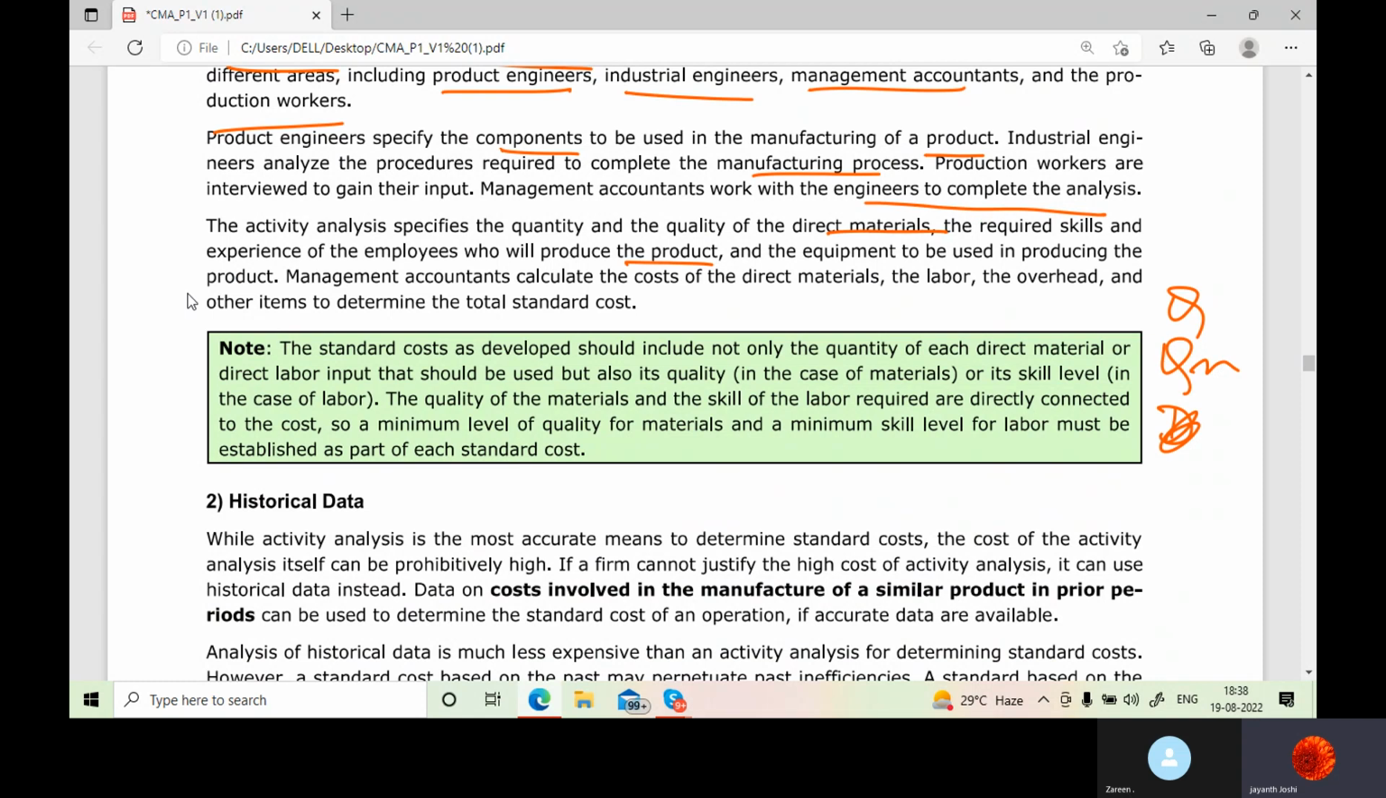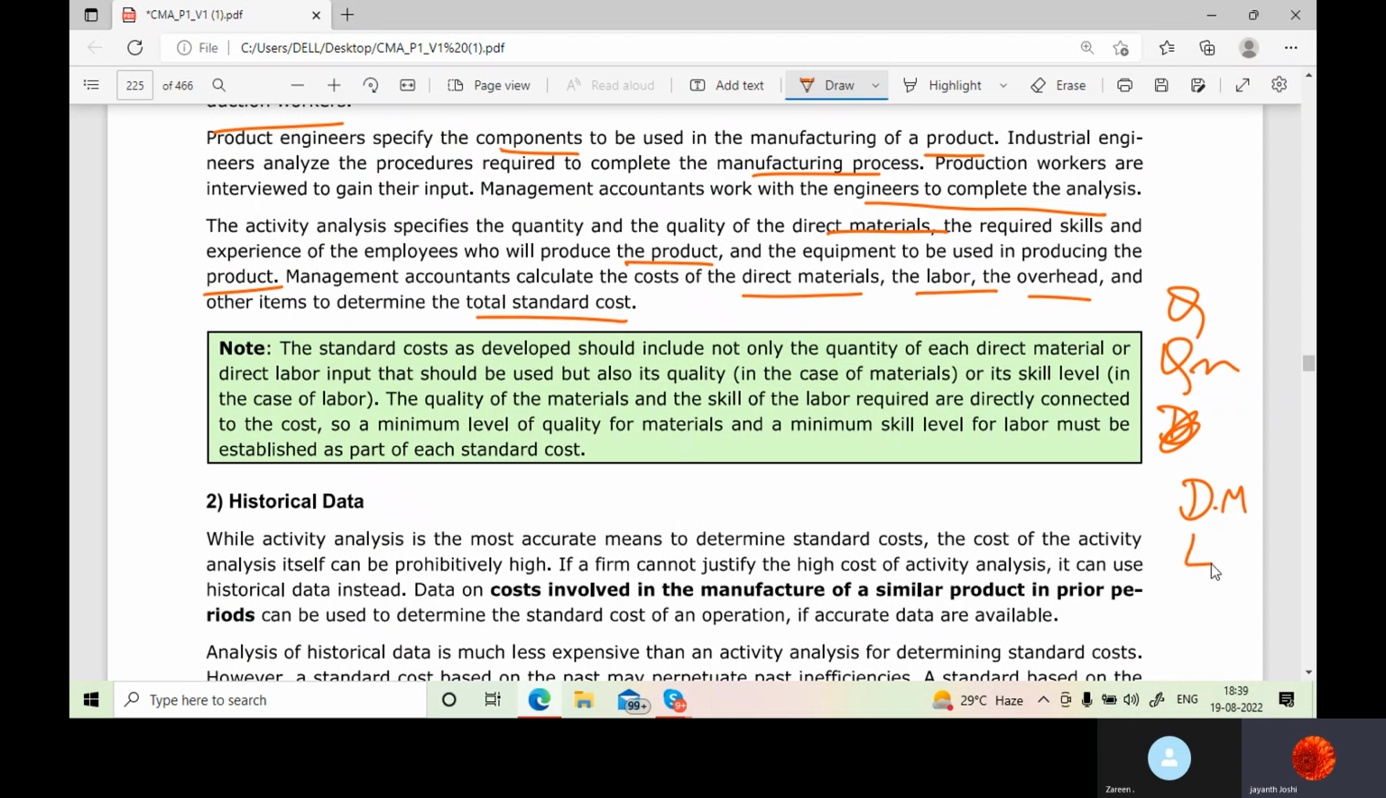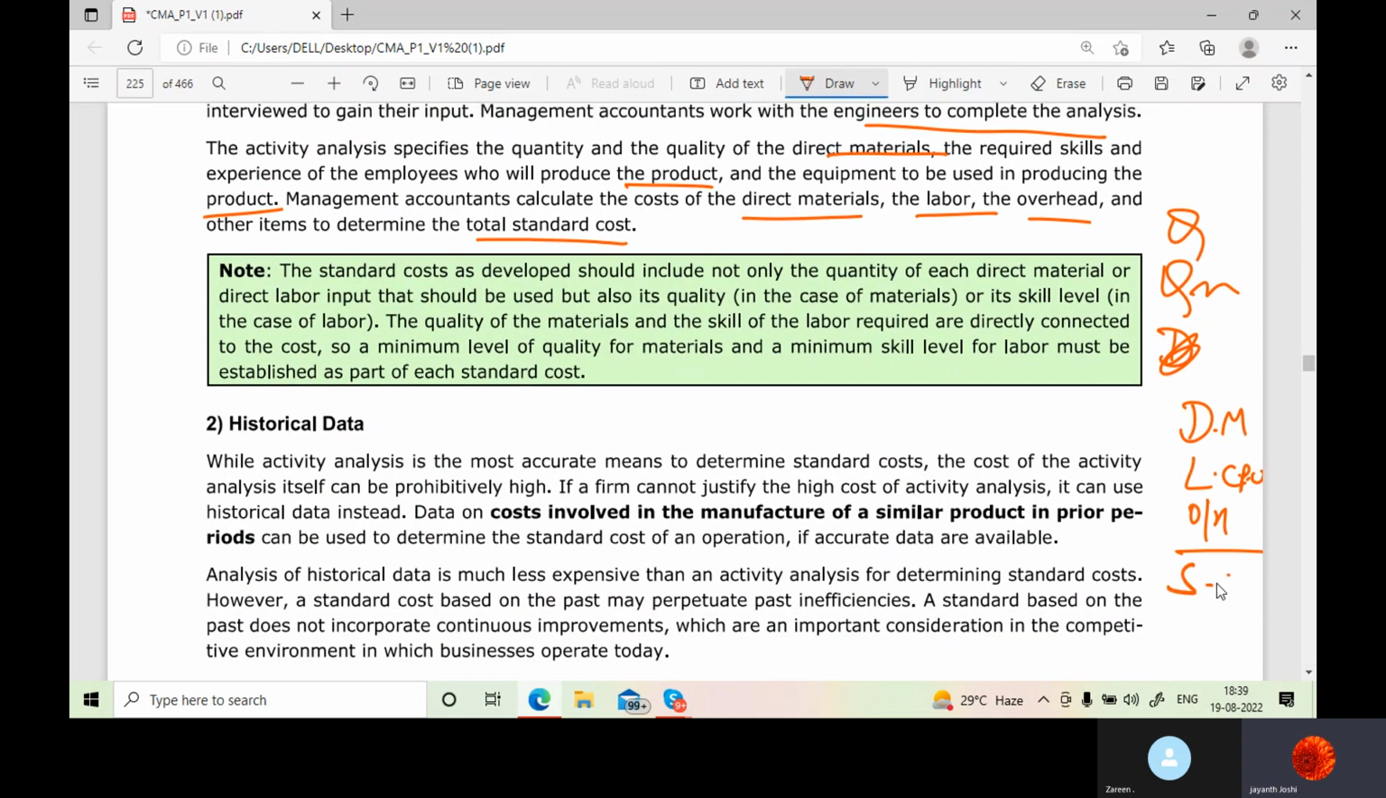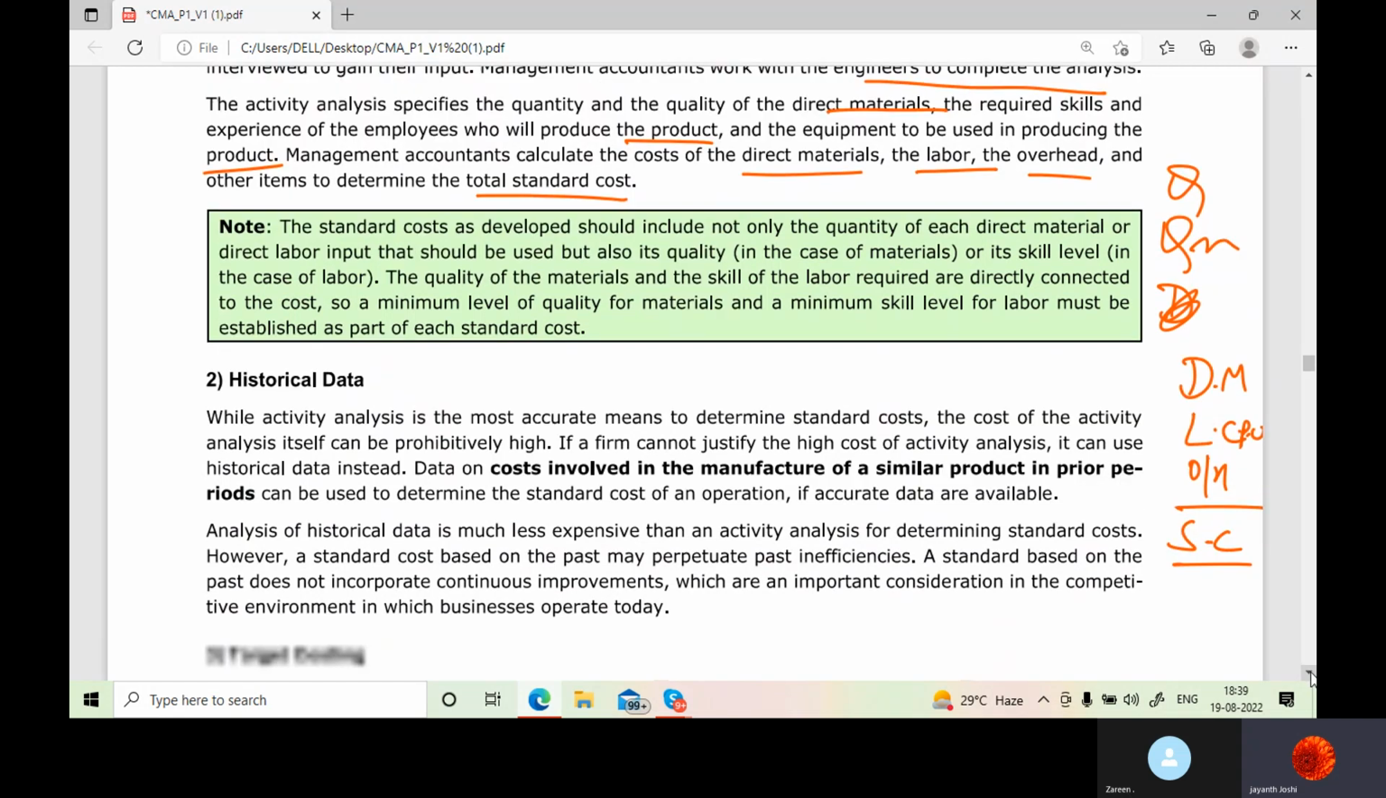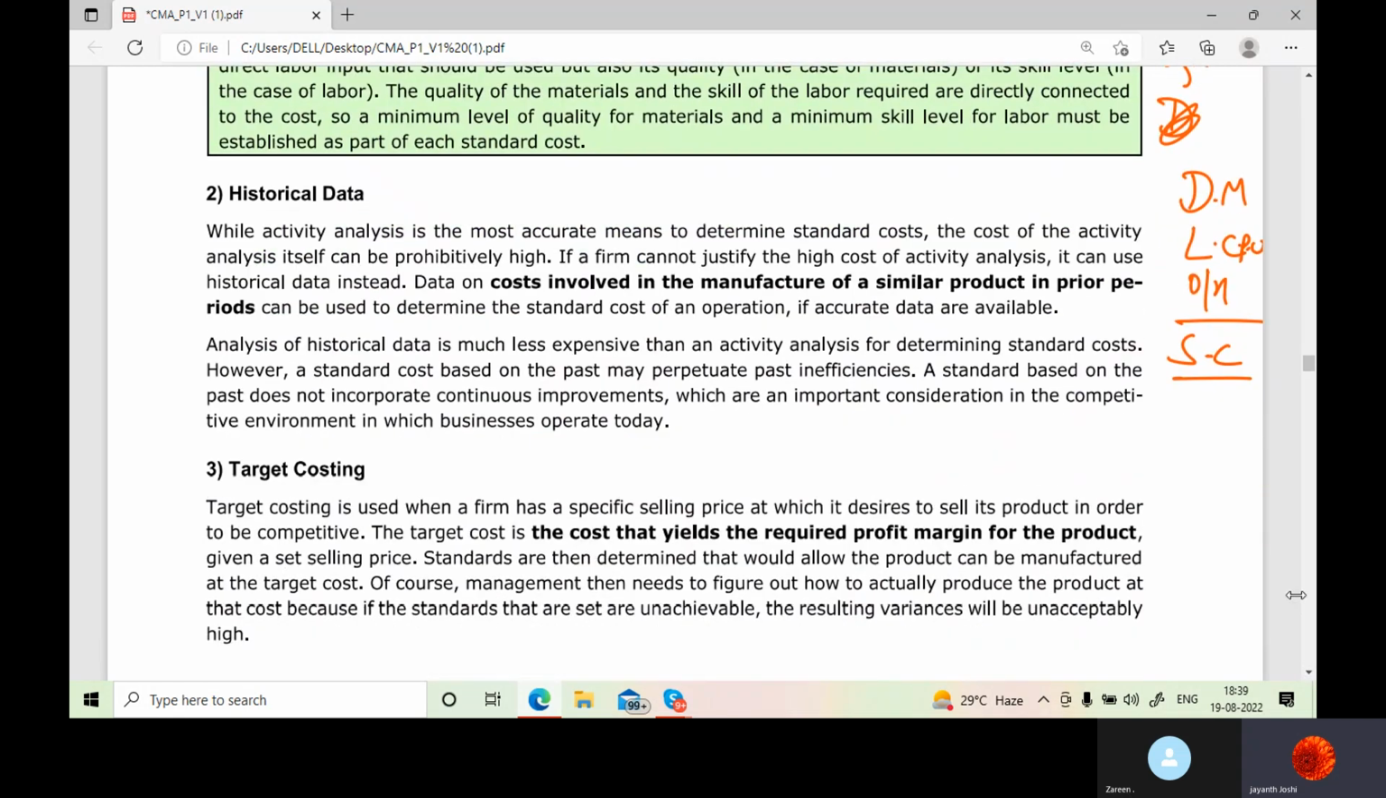So management accountants calculate the cost of direct material, labor, the overhead, and other items to determine the total standard cost. So as I say, direct material per unit, labor cost per unit, and overhead cost. These three, when you add, you get standard cost. Now historical data. Based upon the past history, like how many units they've been producing, and you don't see much change in your activity levels, you have historical data. Based upon that, you set the cost of the product.